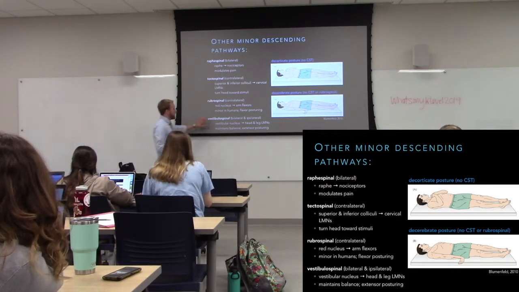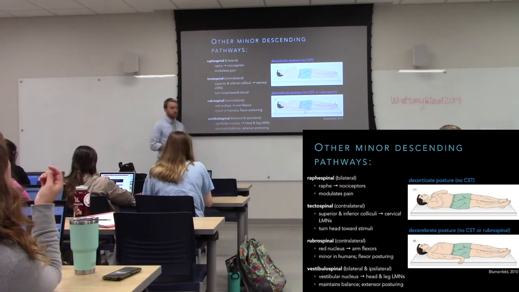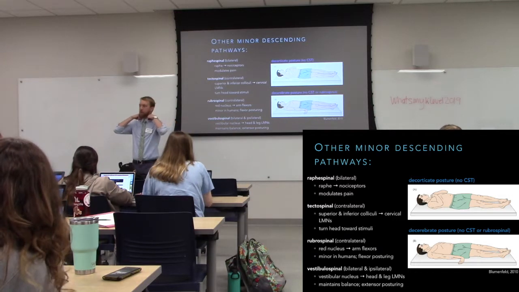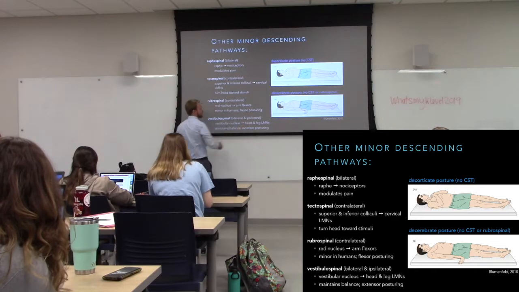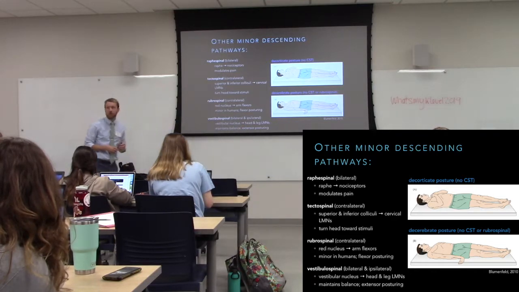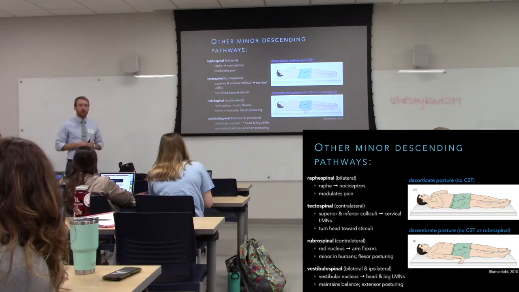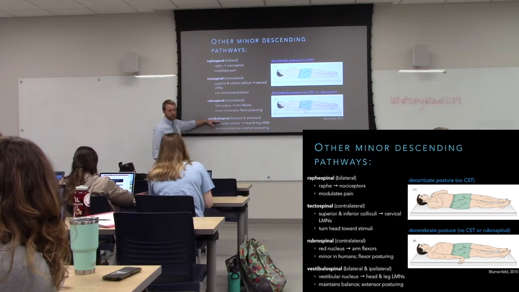Medial vestibulospinal tract, this is going to be bilateral, muscles in the neck to help keep our head upright. The lateral portion will be ipsilateral, it's going to go down to extensor muscles in the legs, the trunk to help keep us, again, upright. So these are about holding us up, balance. And that should make sense. Vestibulo is built into it.